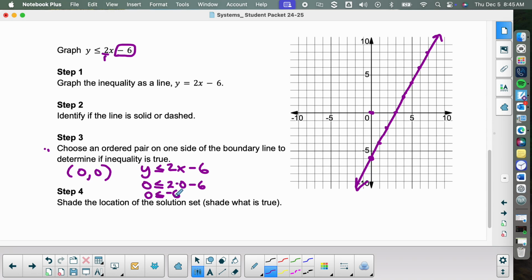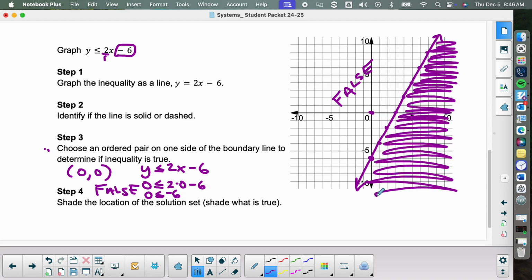So is 0 smaller than negative 6? No. It feels like it should be. It's not. Like if you think of a number line, right? 0 is in the middle, negative 6 is over here. 0 is bigger than negative 6. So this would be false. And we shade the true portion. So if this half, actually I'll just write false. If this half is false, we shade the true half, which would be the other half.